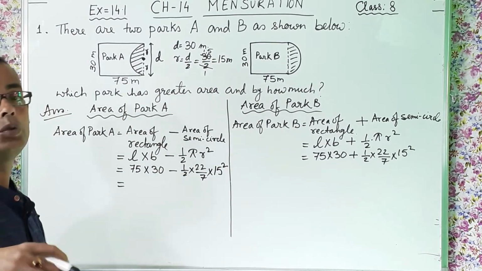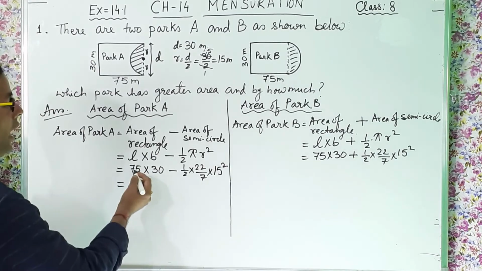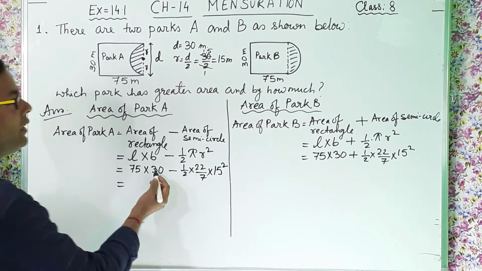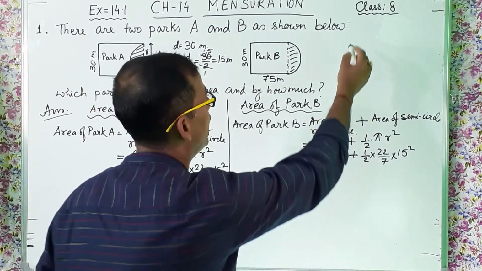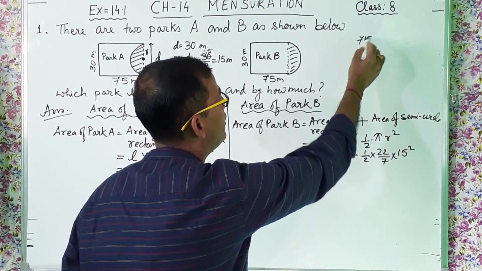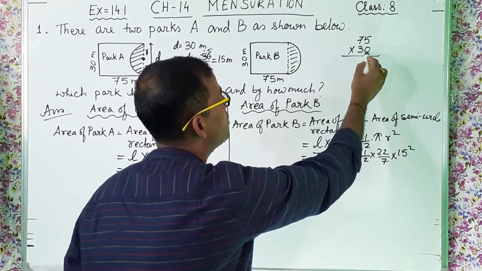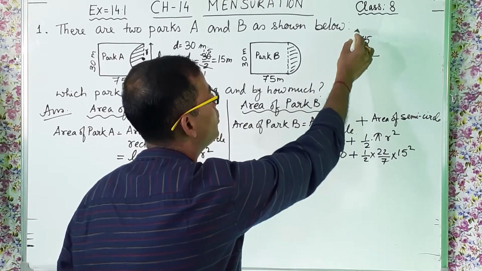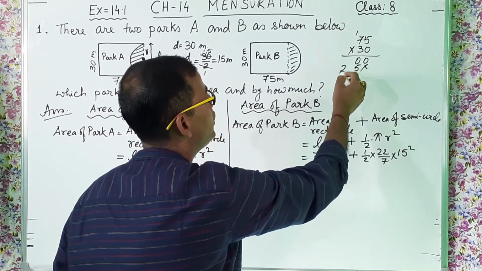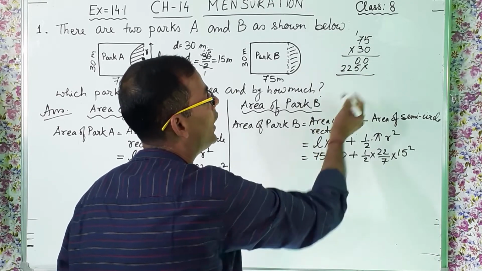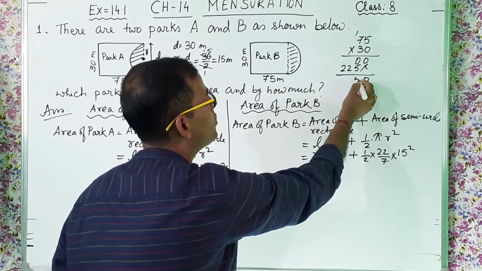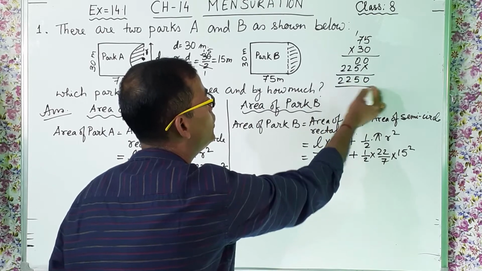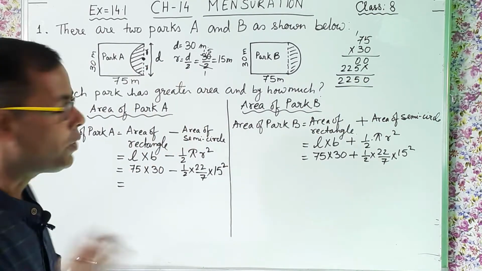Now only I have to do the calculation. So I will multiply 75 into 30. Let us multiply in the rough. So 75 into 30. So 0, 0. Then 3 5s are 15, 1 carry, 3 7s are 21, 22. Now 0, 5, 2, 2. So what you get? 2250.